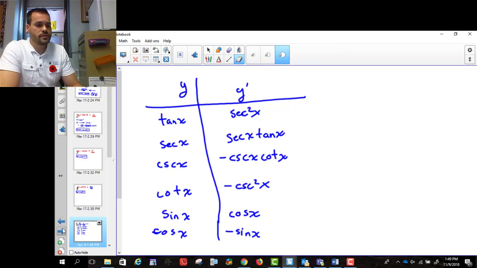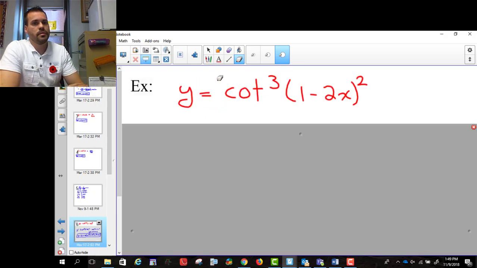So all we're going to do, using the same rules that we used before, but with new trig functions, is take some derivatives. We'll practice a few of them, and then I'll let you practice some on your own.